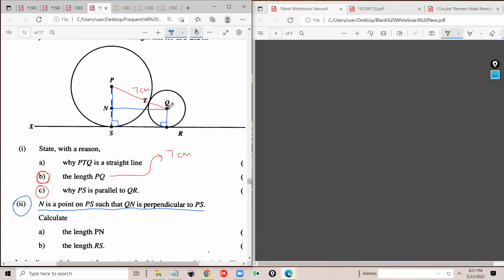So remember, Q to R, its radius was 2 centimeters, but PS, that radius, the whole thing was how much? 5. Isn't this a rectangle here? The opposite sides of a rectangle have the same length. So if here is 2, then from N to S is also 2. But they want the distance from P to N. If the whole thing is 5, and this little piece is 2, how much is PN?